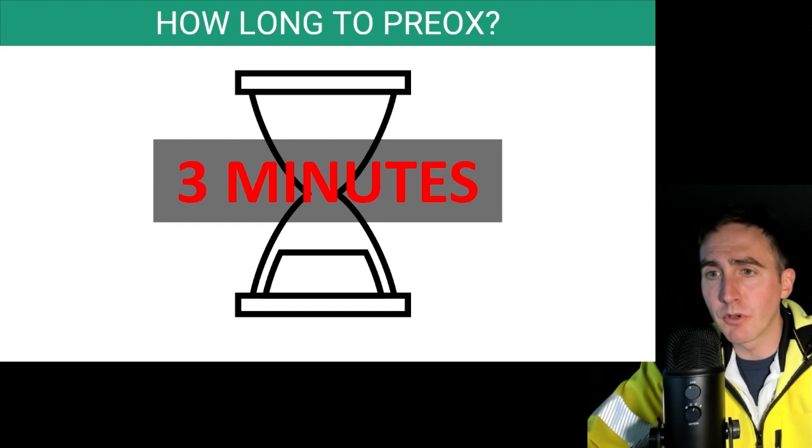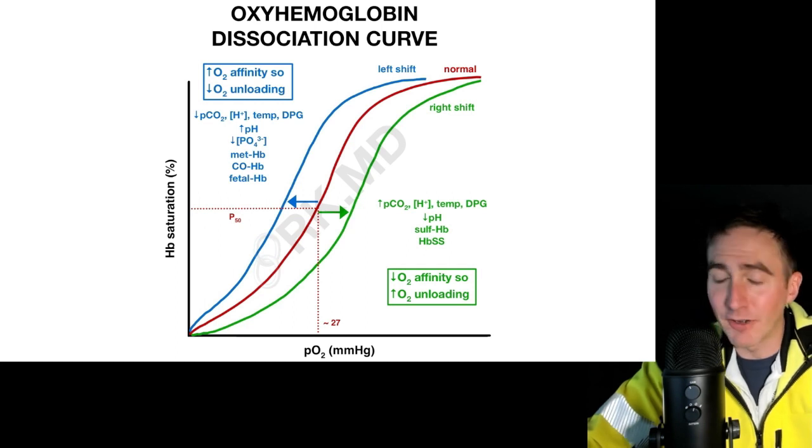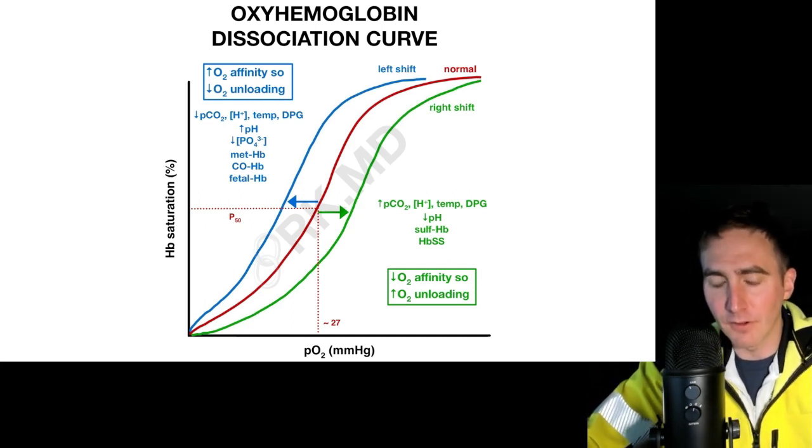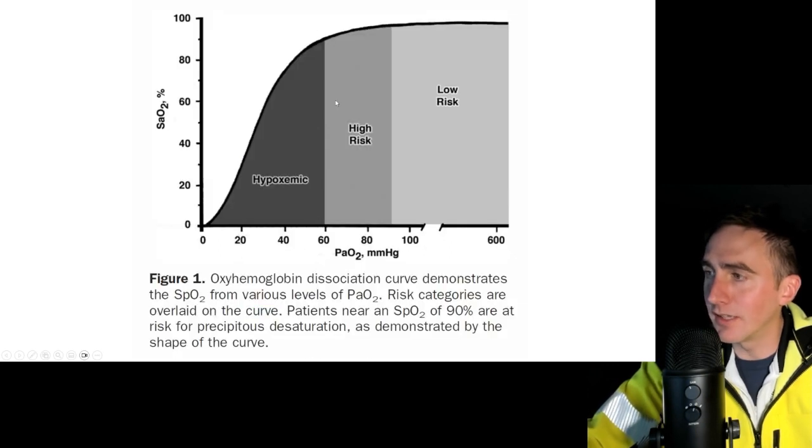So how long do we pre-oxygenate? At least 3 minutes, preferably up to 5. So why does the oxyhemoglobin desaturation curve matter here? Because isn't it about if they're acidotic, it shifts here. If they're alkalotic, it shifts here. That's right, but you see this slope at the top. There's a flat period, all right? After this flat period, there's a rate at which it drops precipitously.